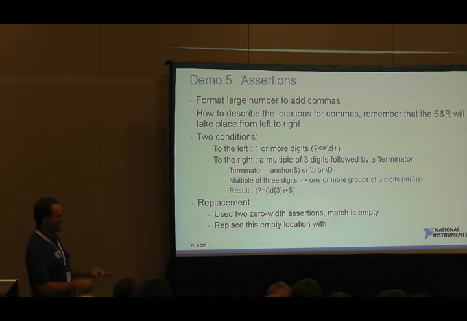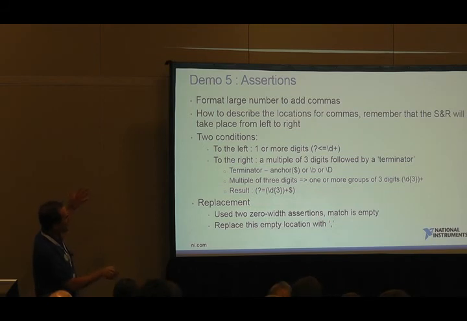To the right, now you start to see some of the tricks. What you need is a multiple of 3 digits, because you know that there's going to be a comma there if there's 3, 6, 9, or 12 digits. With those digits followed by a terminator, which can either be the end of your string, the break, which means the end of the word, or it can be ended by something that's not a digit. So you need the multiple of 3 digits followed by your terminator.